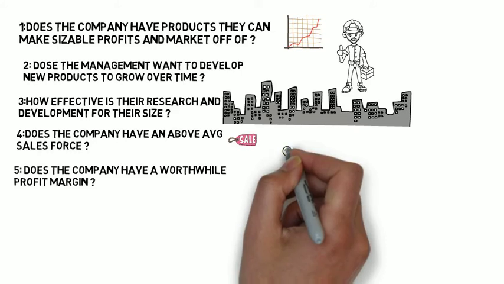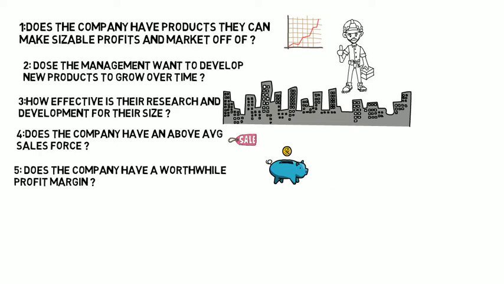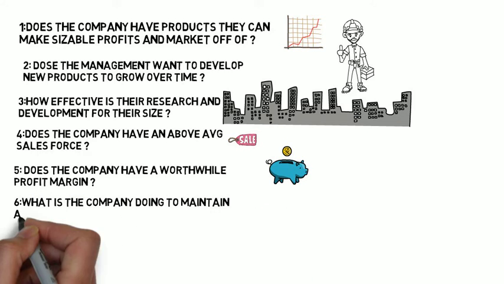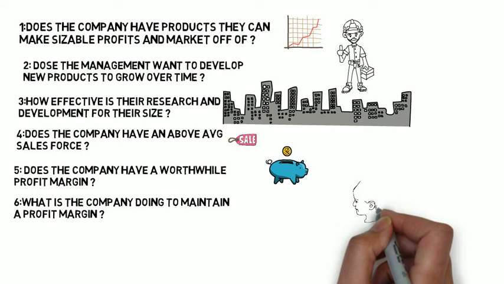You can't have too small of a profit margin or else the company's gonna have growing pains. Point number 6, what is the company doing to maintain that profit margin? As they grow, that profit margin becomes smaller and smaller, and so they're going to need to find a way to make it so that they can keep that profit margin.